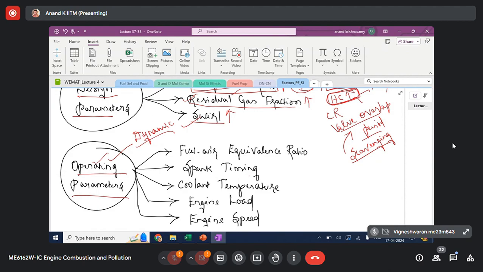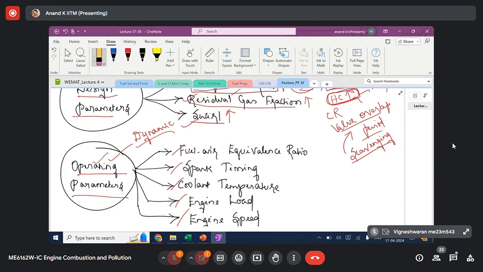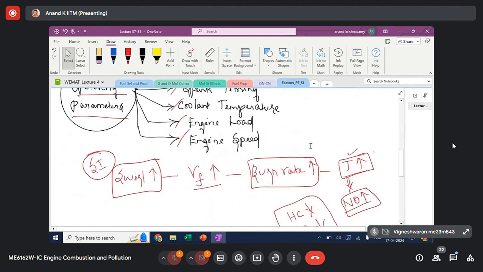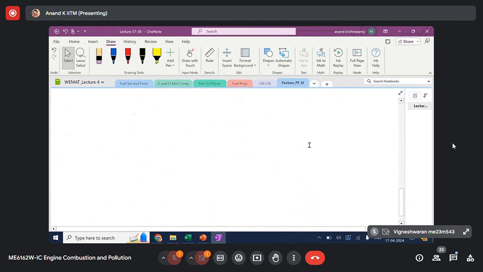Now we are going to look at how these variables affect the primary pollutants. I have listed five important variables as operating variables. All of these will have an influence on the primary pollutant. That is what we are going to look at now. To start with, we have the equivalence ratio. When I talk about the equivalence ratio effect on the primary pollutant, you have to just recollect this diagram we have already discussed.